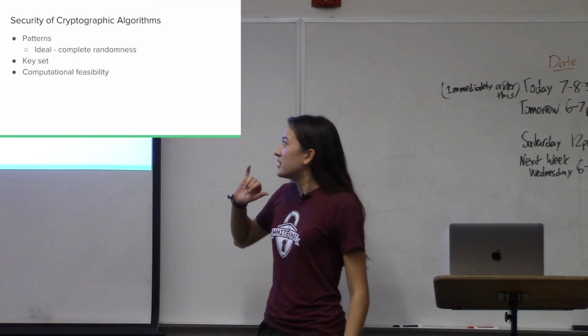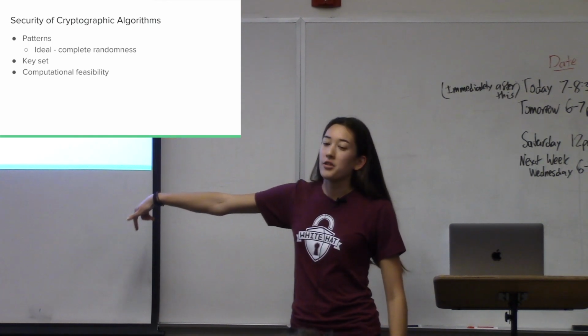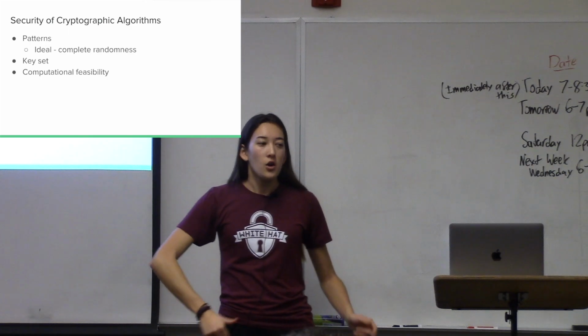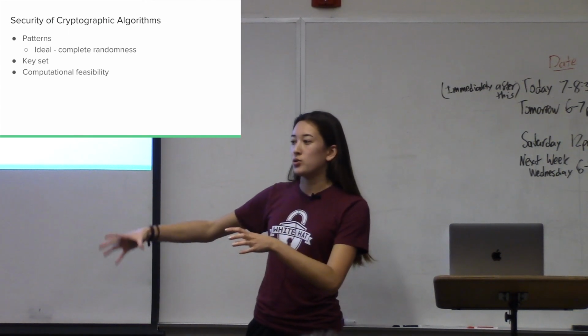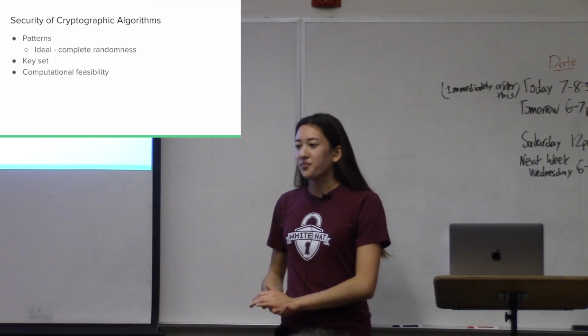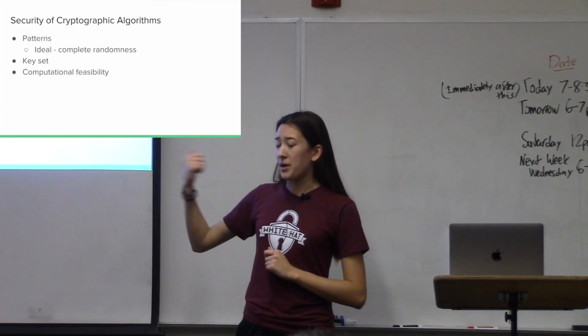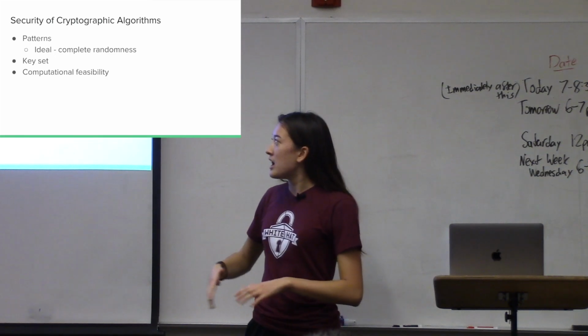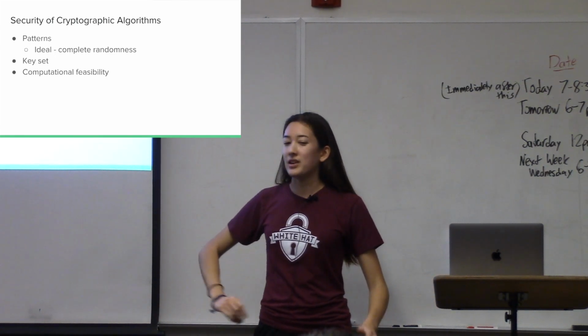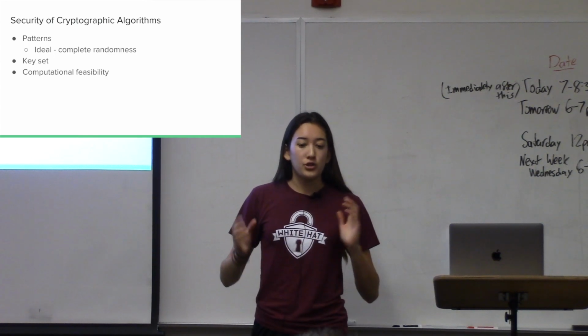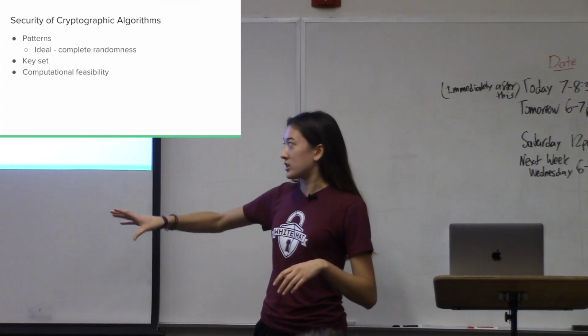Cool, so the security of cryptographic algorithms is determined by a few things. One, by patterns. You don't want your encrypted data to have any kind of pattern. We'll see a little about this later with some of the algorithms. Ideally, you want complete randomness, but as I'll show you later, that's not really feasible. So you just want to make it look as random as possible.